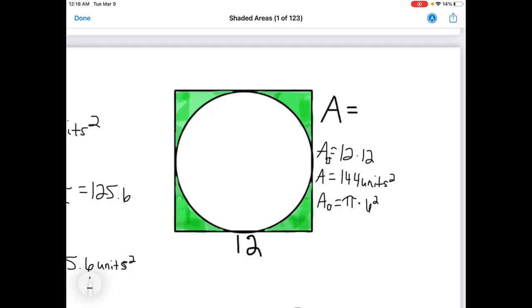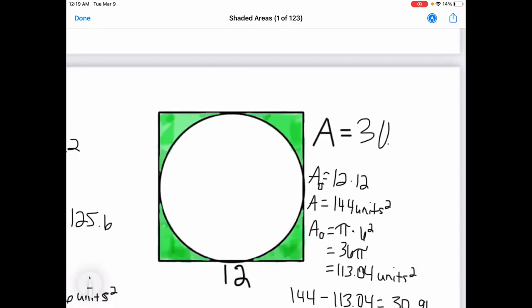So that would be pi times 6 squared. 6 squared would be 36 times pi. And again, 36 times pi would be 113.04 square units. So now I just need to subtract that. So 144 minus 113.04, which is 30.96. So the area of my shaded part would be 30.96 square units.